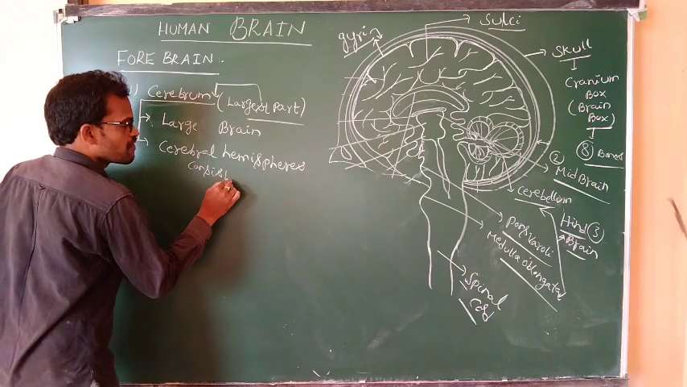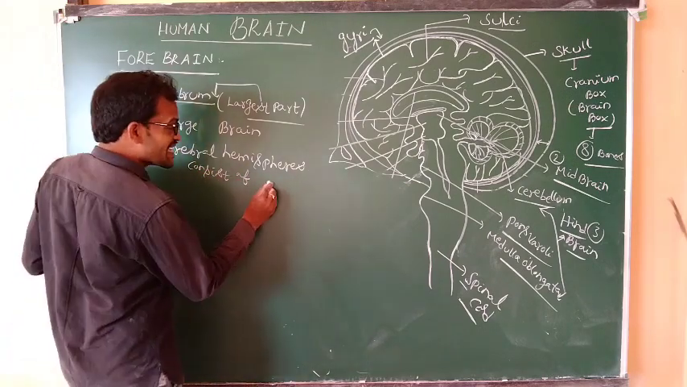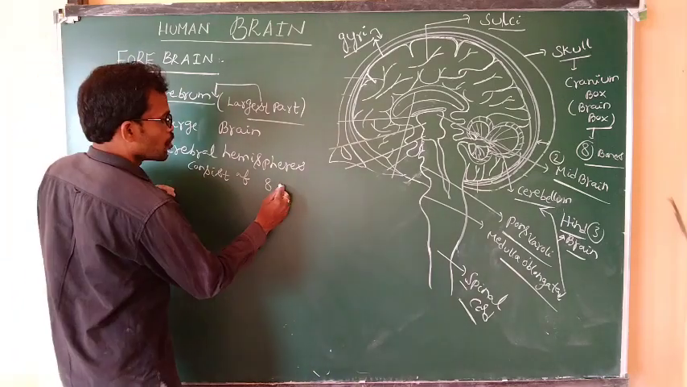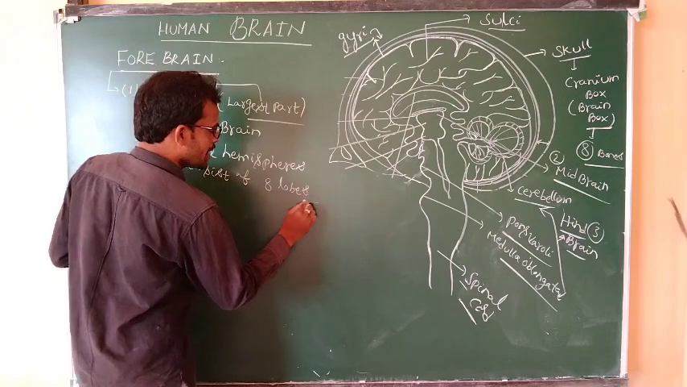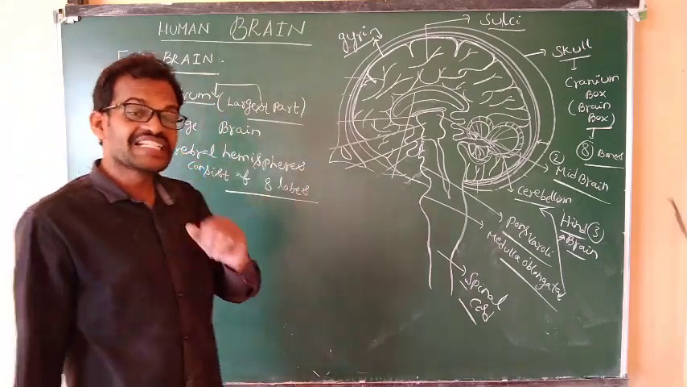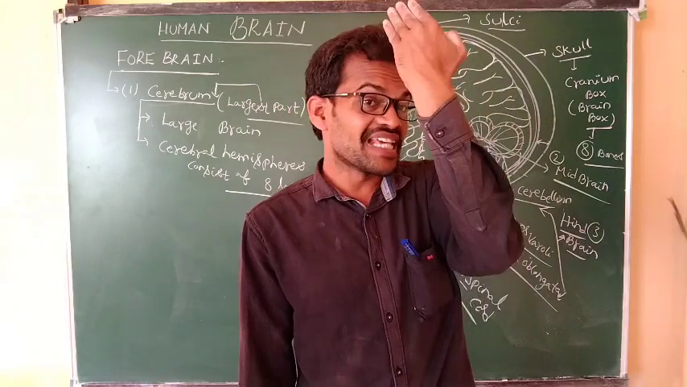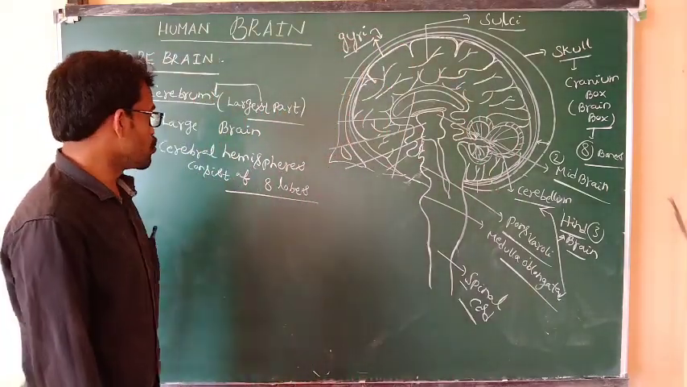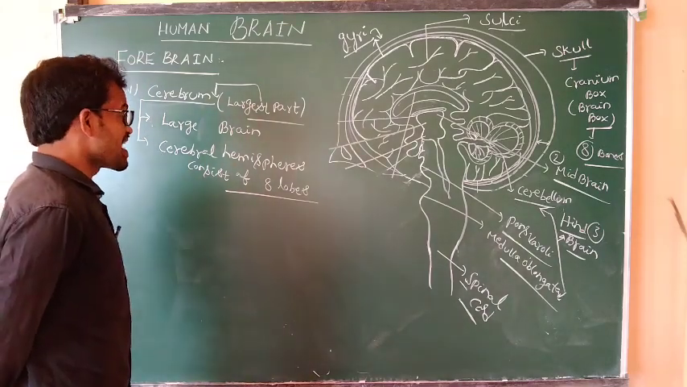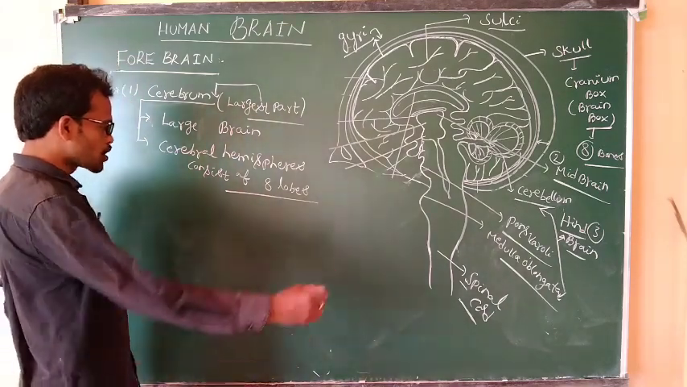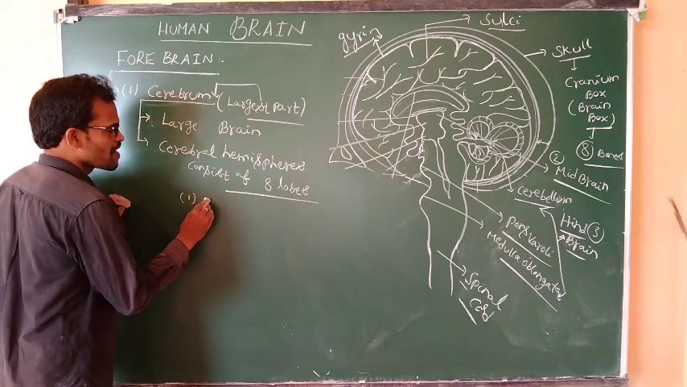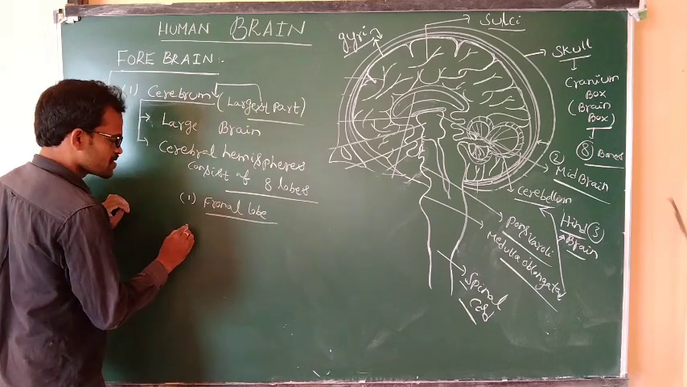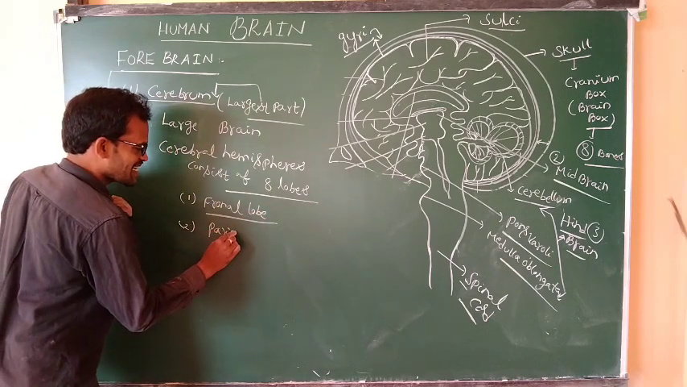The cerebral hemispheres consist of eight lobes: the right side hemisphere consists of four lobes and the left side hemisphere consists of four lobes. The total is eight lobes. What is the first lobe? Frontal lobe. The second one is the parietal lobe.